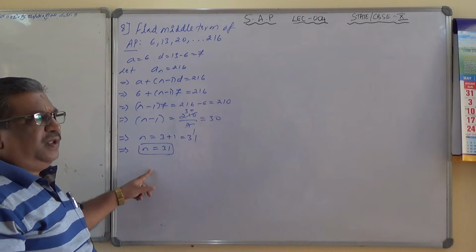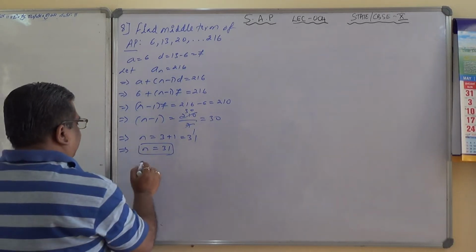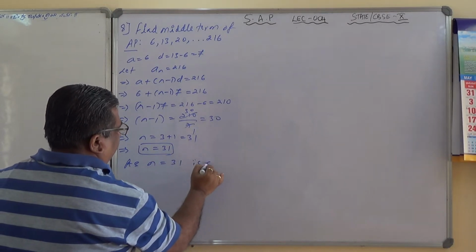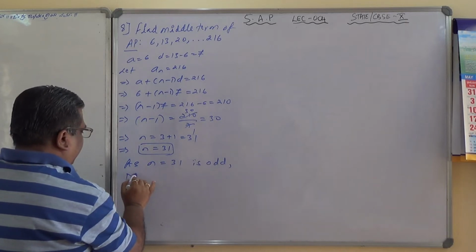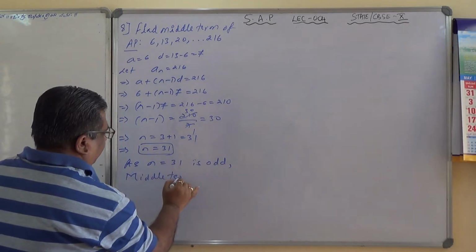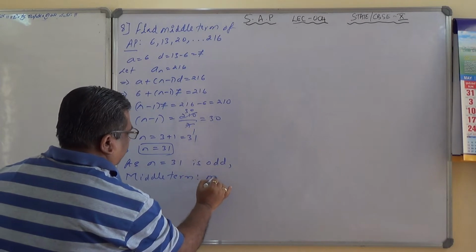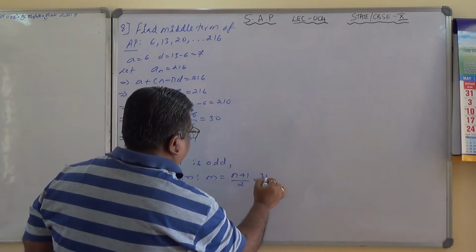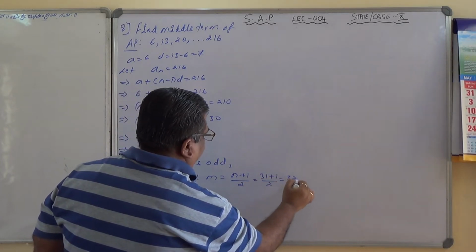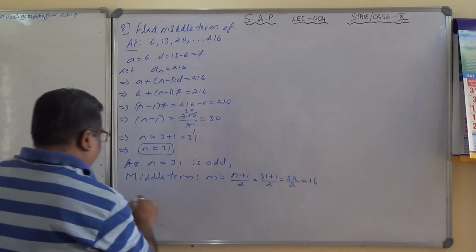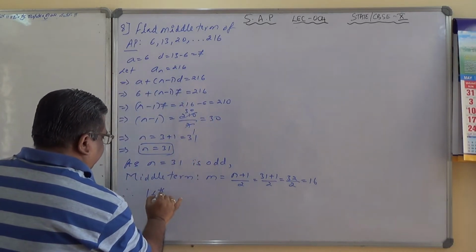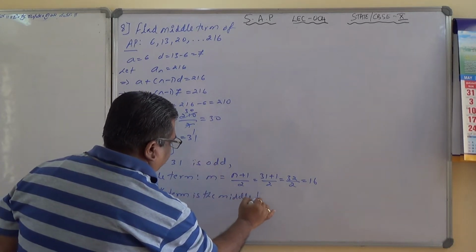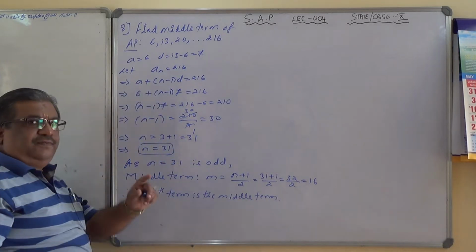31 terms are there. So therefore the middle term is, as N equals 31 is odd, middle term M equals N plus 1 by 2, which is 31 plus 1 by 2, which is 32 by 2, which is 16. Therefore the 16th term is the middle term. But the question is how to find the value of the middle term.